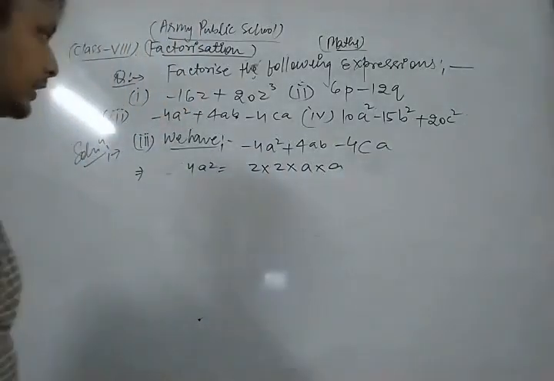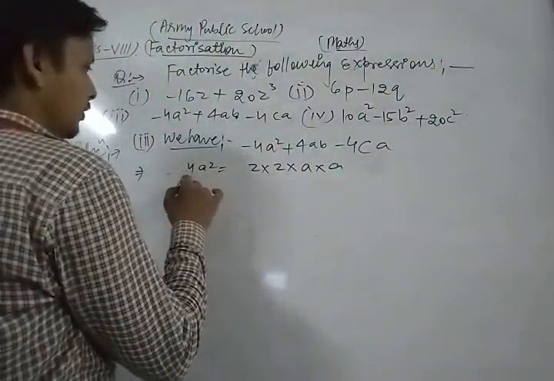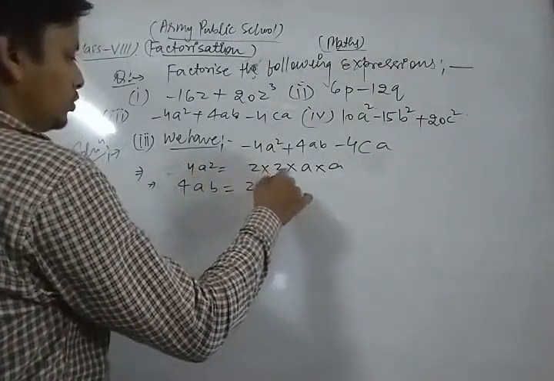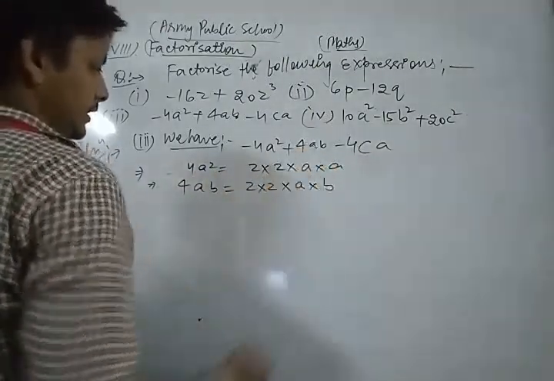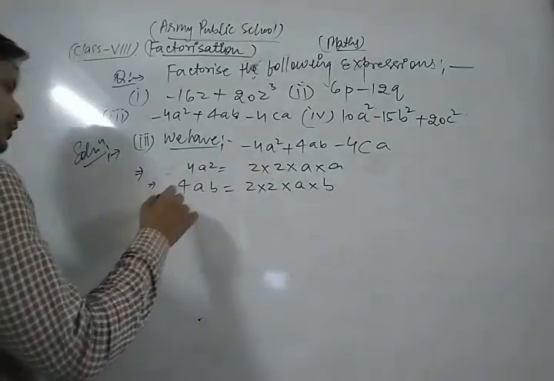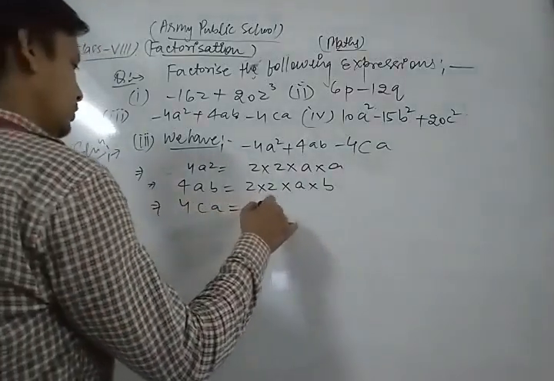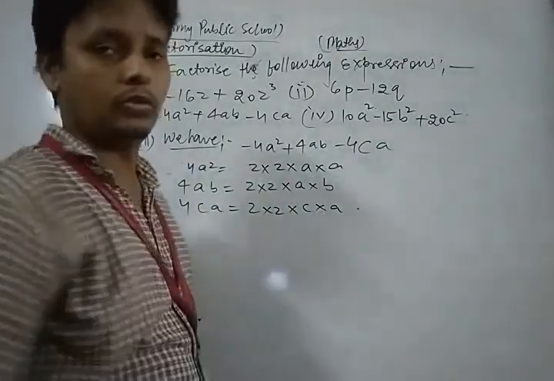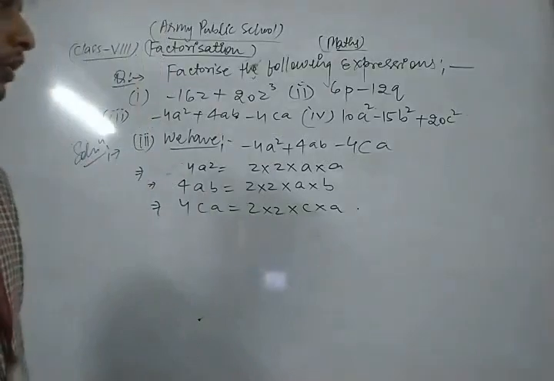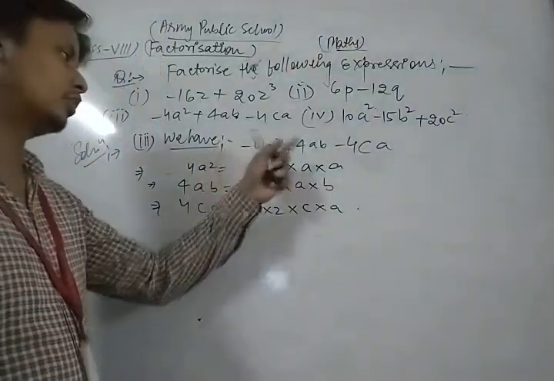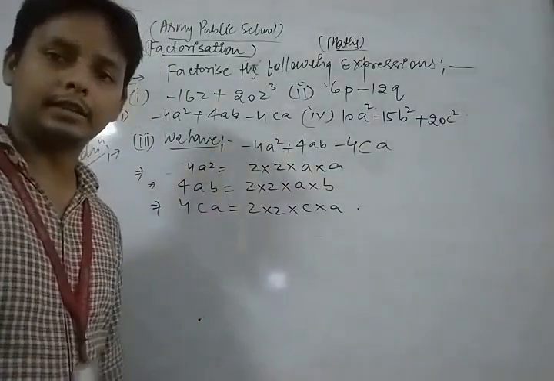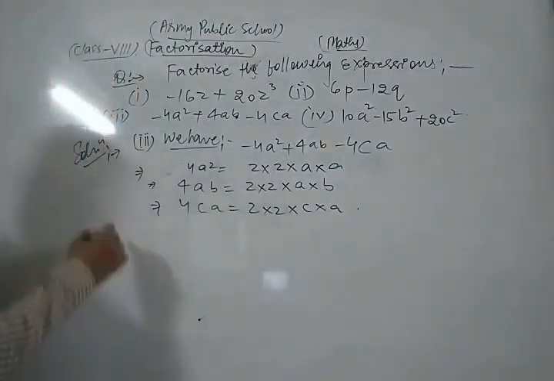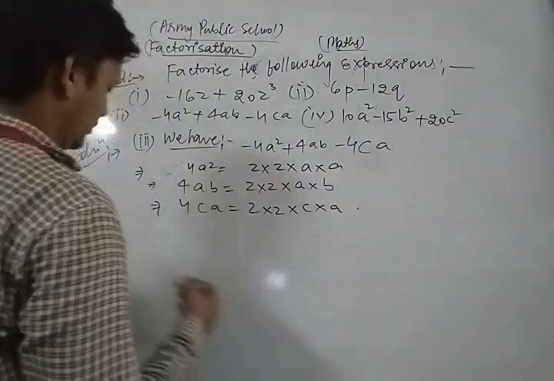Now we take the second term of this expression, which is 4ab, so 4 we can write as 2 into 2, and a into b we write as it is. Now we take 4ca, so we can write 2 into 2 into c into a. Dear students, first of all we take each term of the given algebraic expression and do their prime factorization.